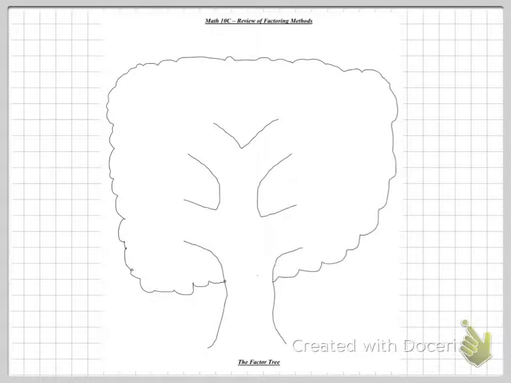Well, welcome to Math 10C. Today we're going to look at our factor tree and different types of factoring. To get started, what is factoring? Factoring is breaking down our polynomials into smaller parts, into its factors.